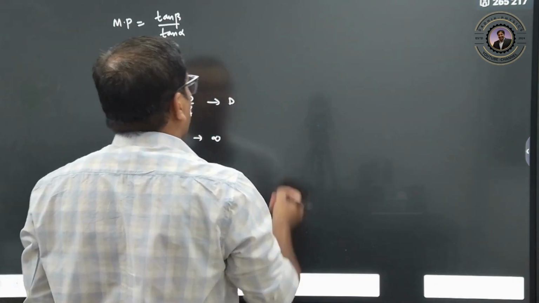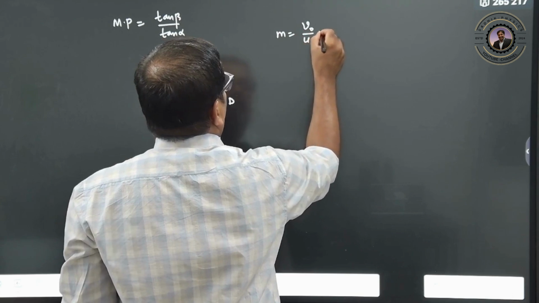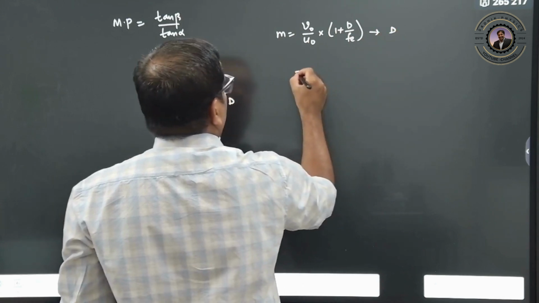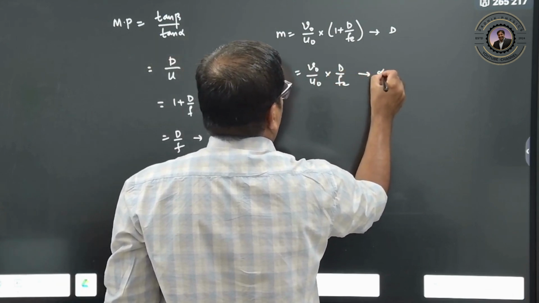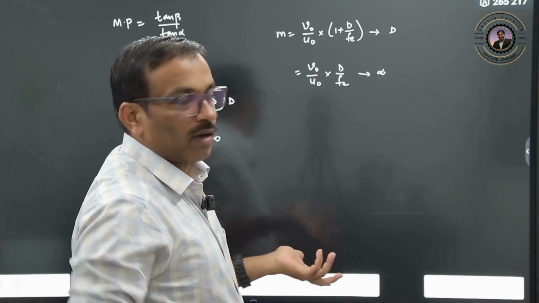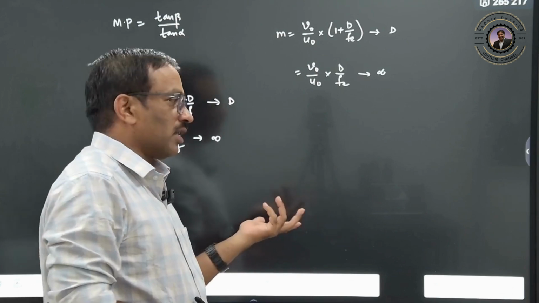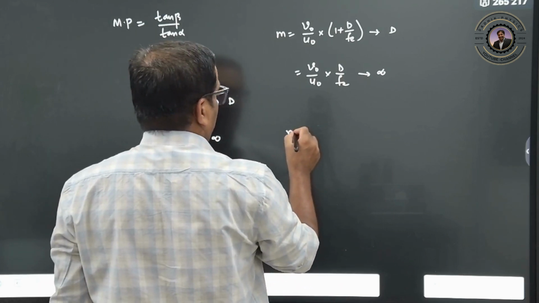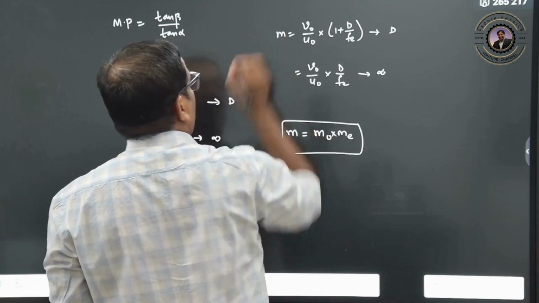For the compound microscope, we already discussed it. The magnifying power is v naught by u naught into 1 plus d by fe when the image is at d, and v naught by u naught into d by fe when the image is at infinity. Please don't depend upon these formulas. If two or three lenses are there, deal with each lens separately using the lens formula. The magnification can be written as m naught into me for the compound microscope.